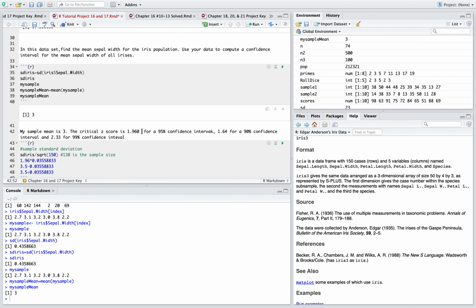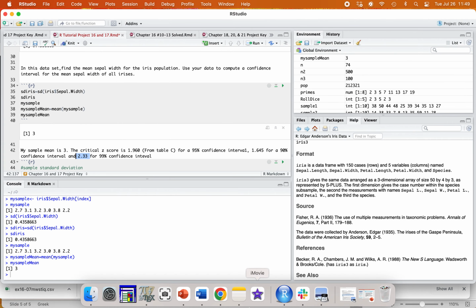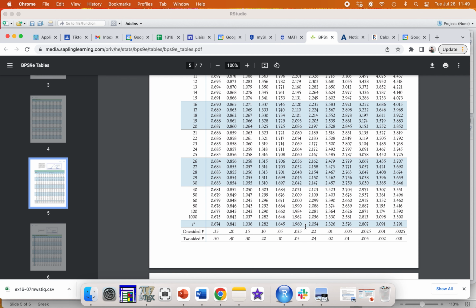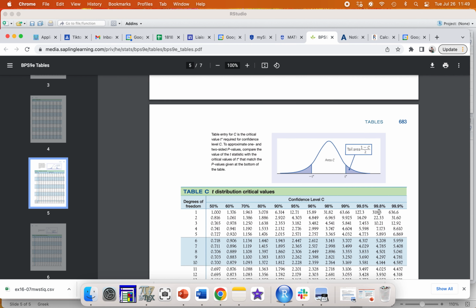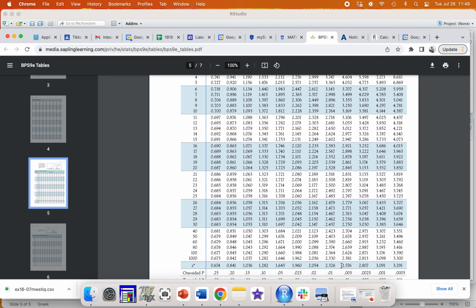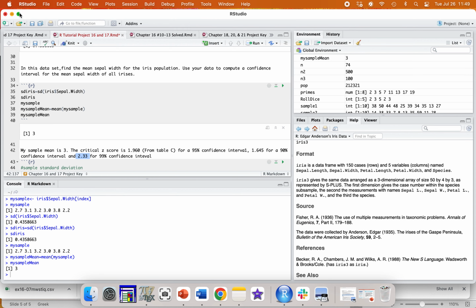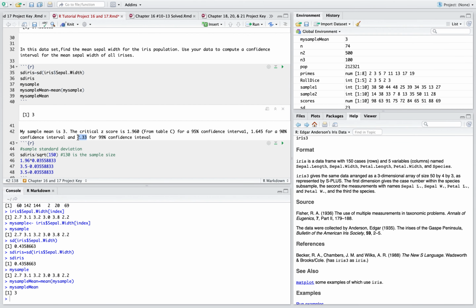The Z critical score, and you can find this in table C, for a 95% confidence interval is 1.960. It's 1.645 for a 90% confidence interval, and I don't know that that's right for the 99% confidence interval. So let's check that out. I know I have it pulled up. So we've got our 99% confidence interval in table C. It's actually 2.576. So let's update that to be 2.576.